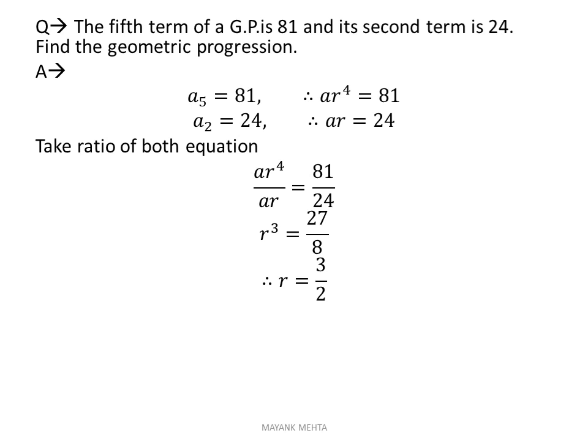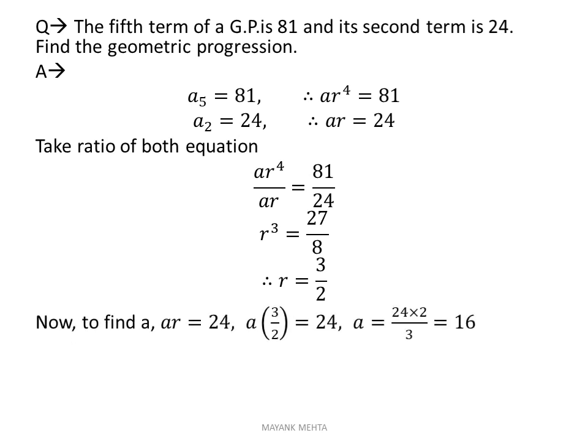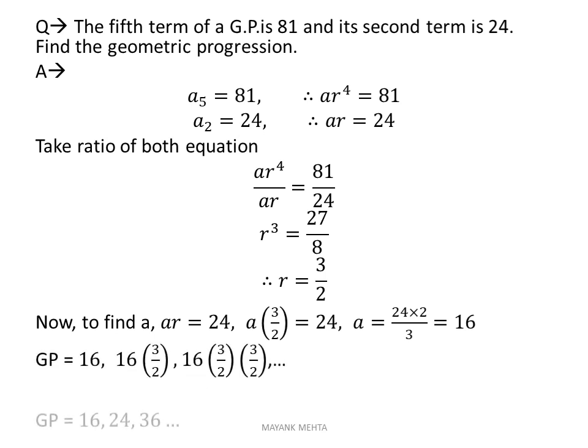अभी r की वैल्यू के ऊपर से हमको a की वैल्यू भी ढूंढनी पड़ेगी. You will need to find the value of a. So in any equation, the above two equations are there, in any equation you can put the value of r to get the value of a. For example, in the second equation ar is equal to 24, we will put r is equal to 3 by 2, so we will get a is equal to 16. So the GP is 16, 24, 36 and so on.